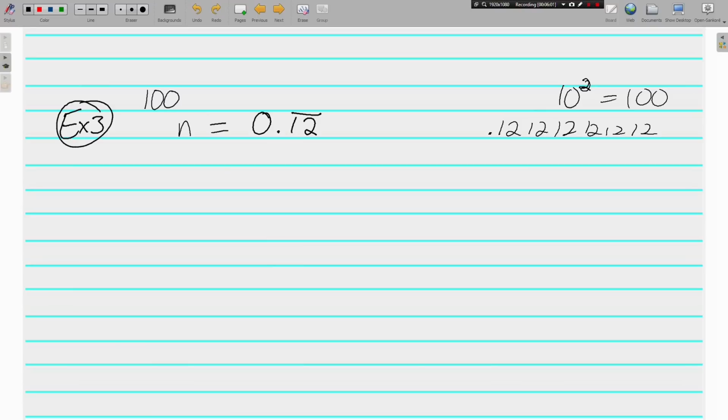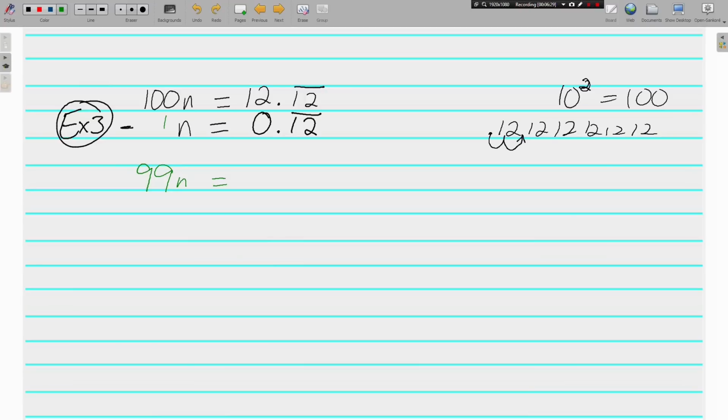On the left, we get 100n. And on the right, we're moving over twice. Because it's 10 to the second power, we're going to get 12.12 repeating. Still, we're going to subtract. 100n minus 1n is 9n. Oh, I'm sorry. 100 minus 1 is 99n.